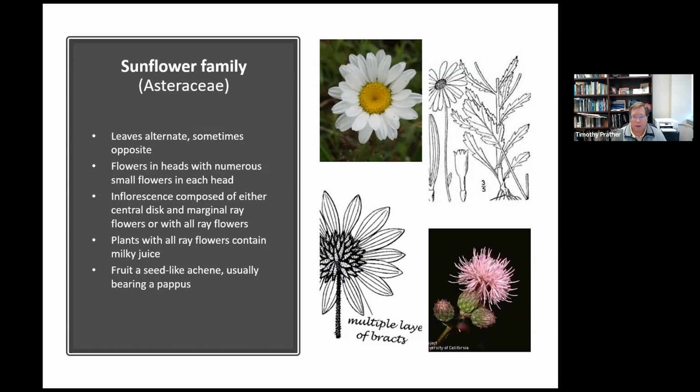We have both the disc flowers, which are in the middle, and the ray flowers, and I'll show you that a little bit closer up. Some of these plants, if they have all ray flowers, the ray flowers are the ones on the outside, like those white petals. If they're all ray flowers like that, then those plants are all going to have a milky juice. And so one of the ones that we would be very familiar with would be dandelion. And then that fruit is the way in which you would characterize that. There's a technical term called an achene, which is the type of fruit that is formed from those seeds, called achenes.